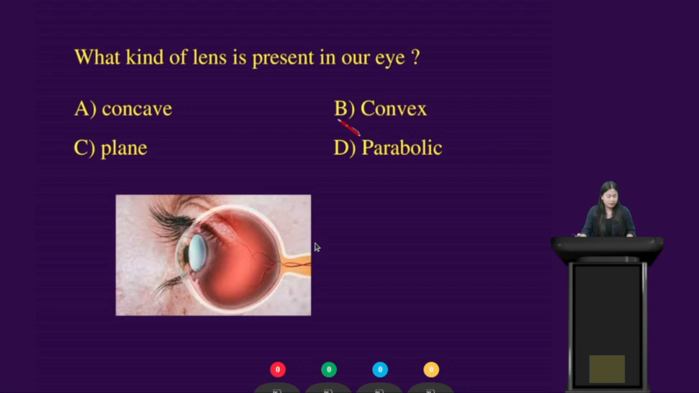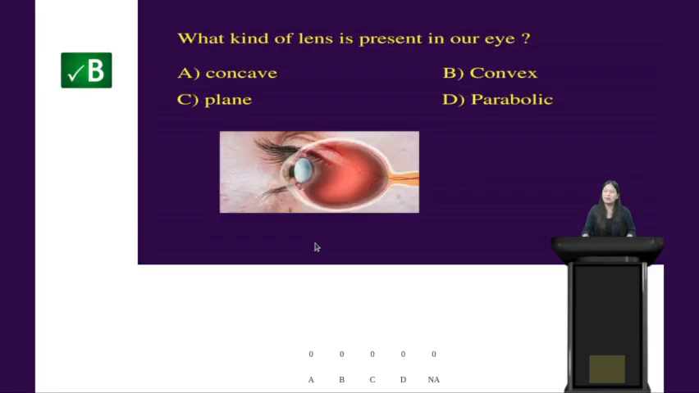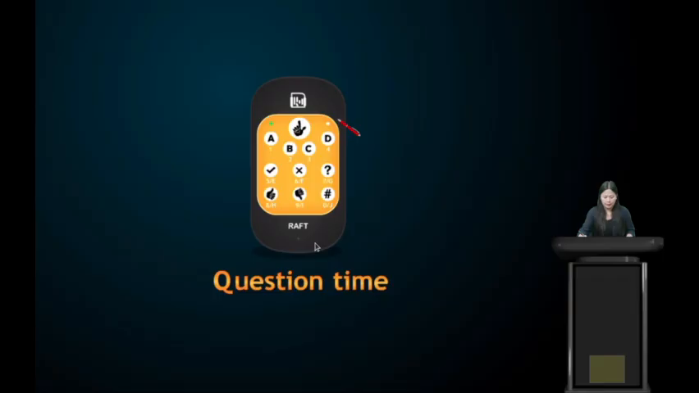Alright, students, your time is up, and yes, excellent. The correct answer for this question is option B, that is convex lens. The kind of lens present in our eyes is convex lens. So option B is the correct answer.